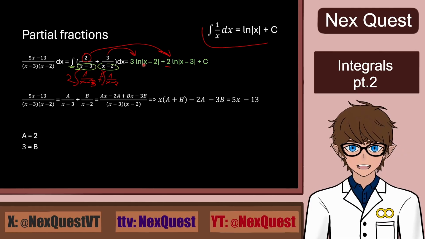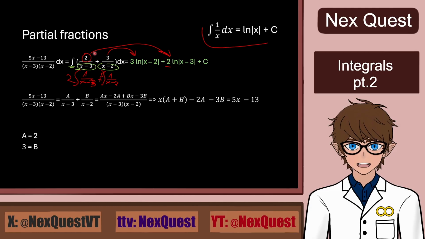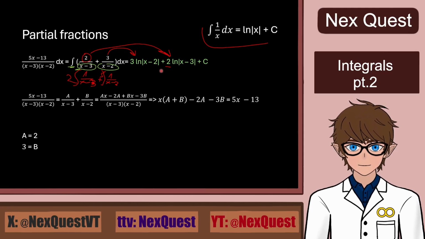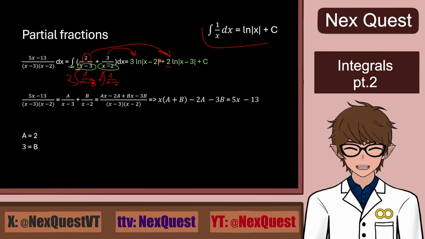And after that, we get our result: 3 times natural logarithm of absolute value of x minus 2, so this part, plus 2 times natural logarithm of absolute value of x minus 3, plus c. And this is the final result of this integral.